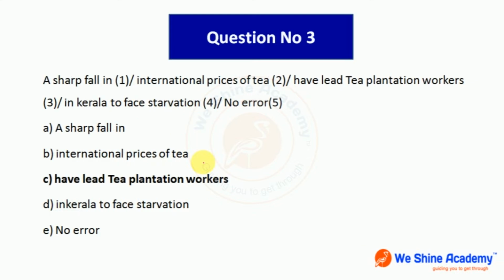Question 3 asks: a sharp fall in international prices of tea have led tea plantation workers in Kerala to face starvation. Here they talk not about the international prices, but about the sharp fall. This is a singular subject, so have should be replaced with has. So the error lies in part 3 of the sentence. So the answer is option C, have led to tea plantation workers.